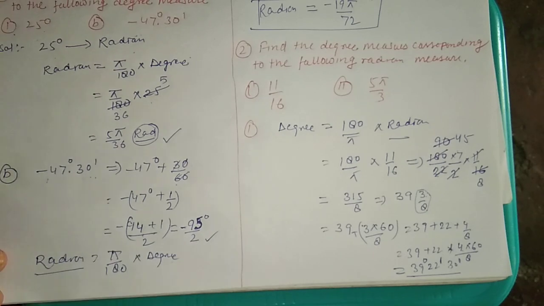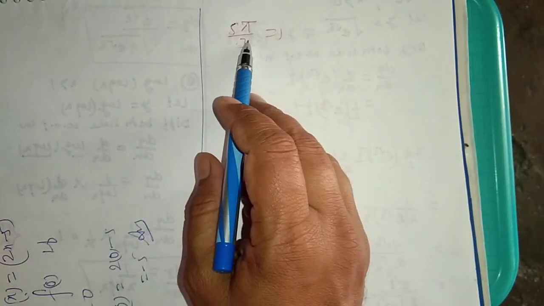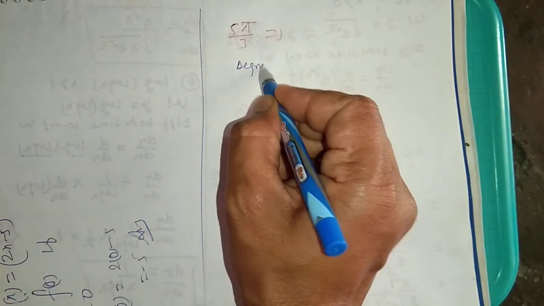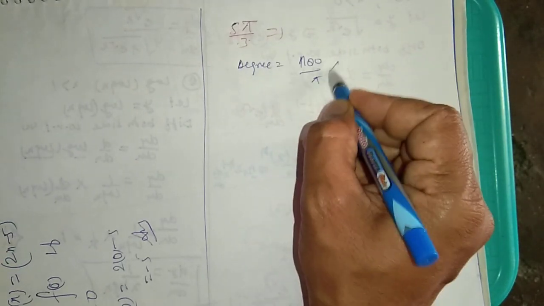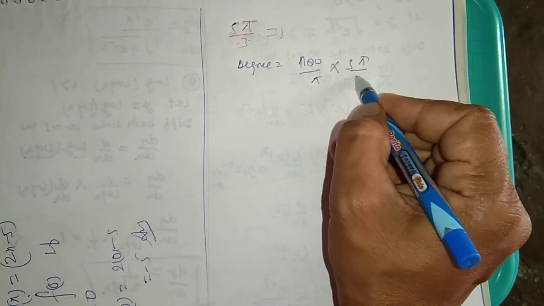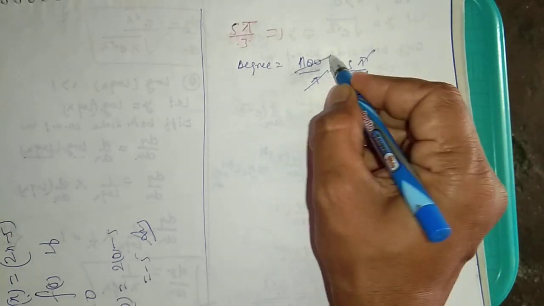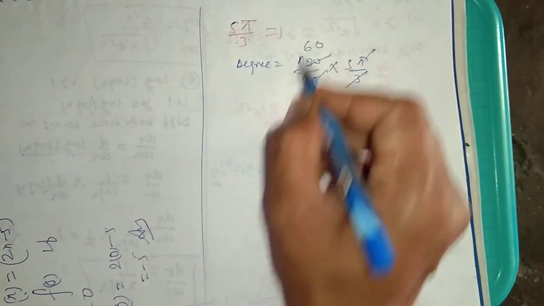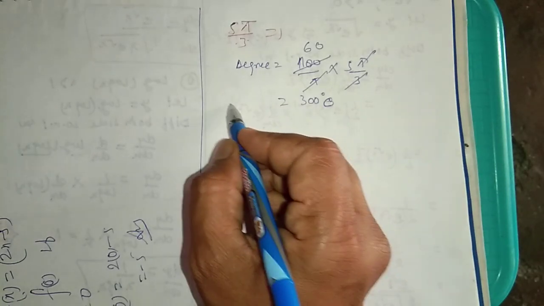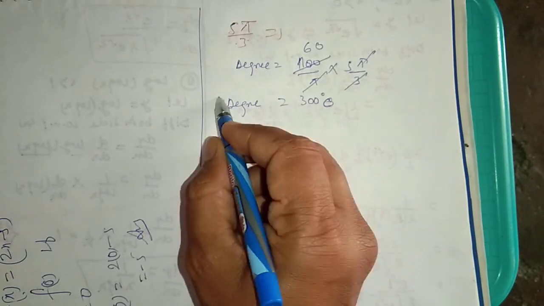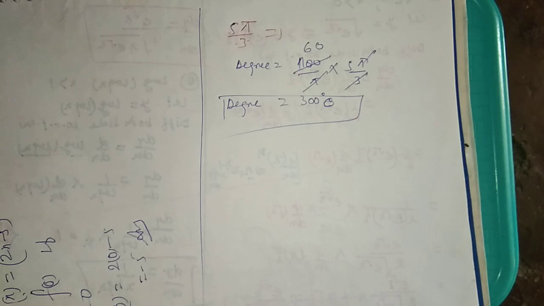Now the second question we have is 5 pi by 3. So degree is equal to 180 upon pi into 5 pi by 3. Pi cancels out, 3 6s are 18, so 6 5s are 30, 300 degree. Clear? So this is a conversion of degree into radian measure and radian measure into degree. Now we will take a problem related to a word problem and then proceed next.